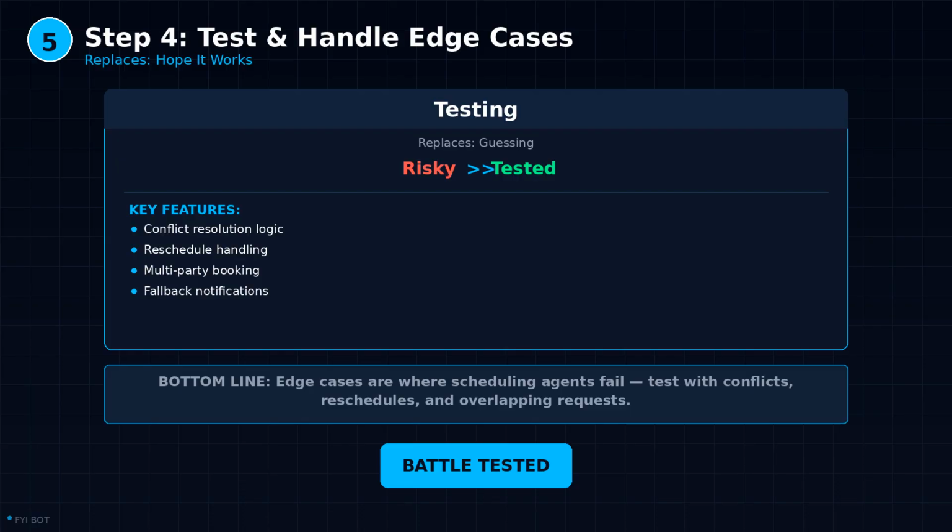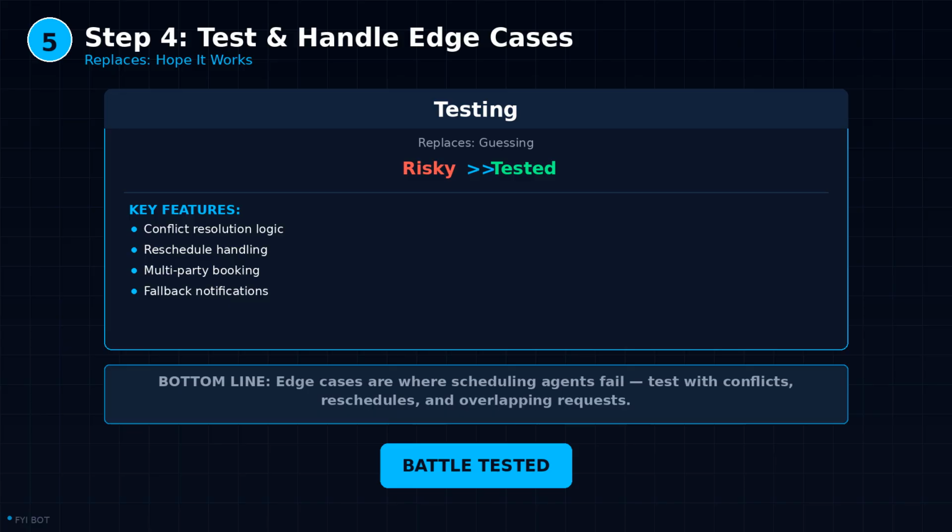Edge case number 4. The disappearing act. Someone confirms a meeting but then ghosts you. Your agent should send a reminder 24 hours before. If there is no response, it should proactively ask for confirmation. And if the meeting time passes with no attendance, it should automatically remove the event and free up the slot.